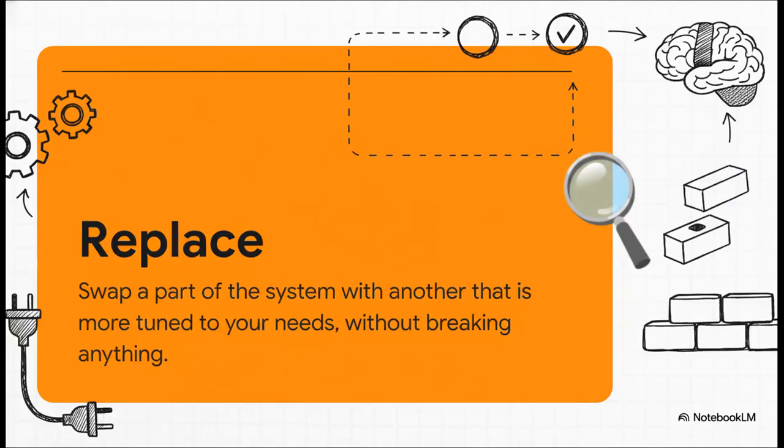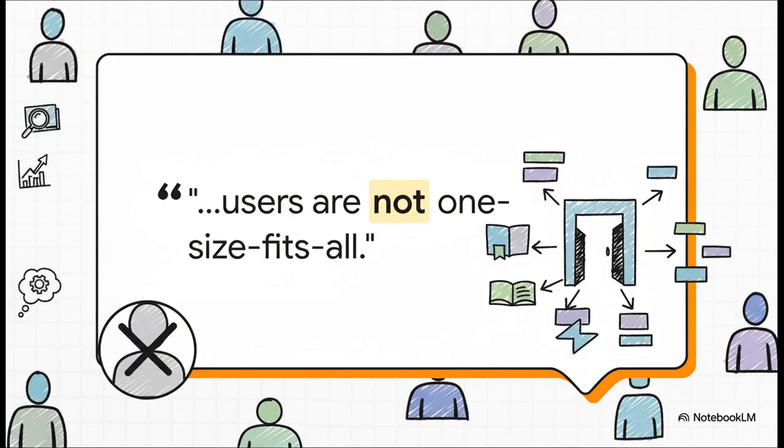But what if you don't want to add something new? What if you want to swap out a piece that's already there? Well, that's the power of replacement. It's like being able to do this surgical swap of one component for another. And the best part? The rest of the system doesn't even skip a beat. And this whole capability is built on such a crucial philosophy. Users are not one size fits all. A truly great platform gets that what works for 90% of people might not work for you, and it gives you the power to actually change it.